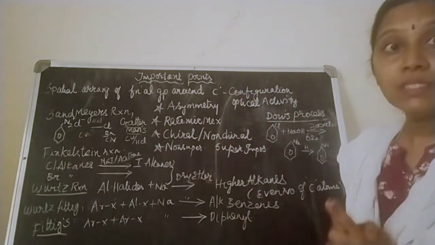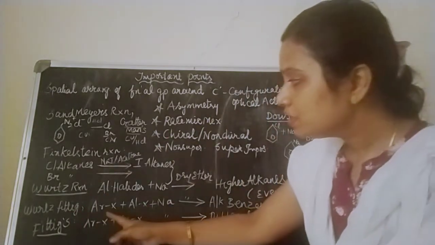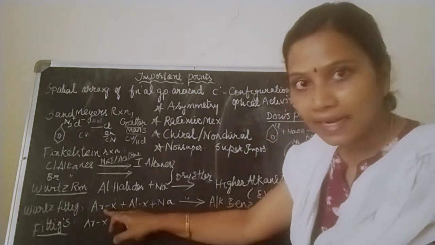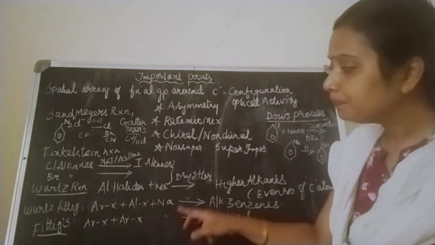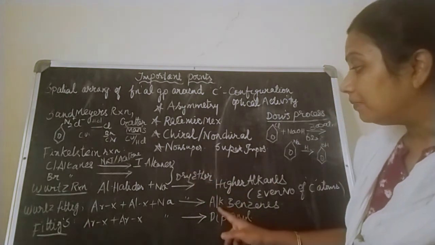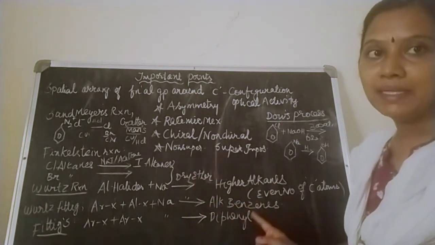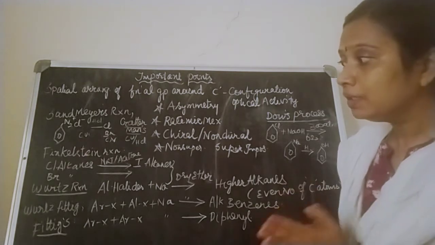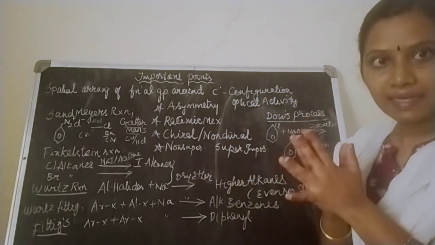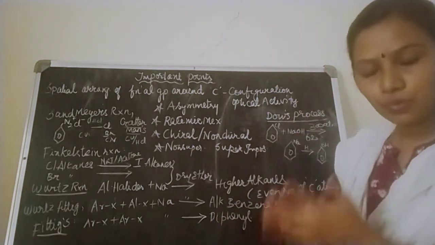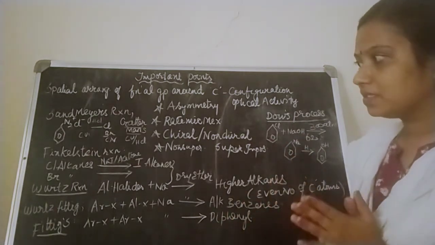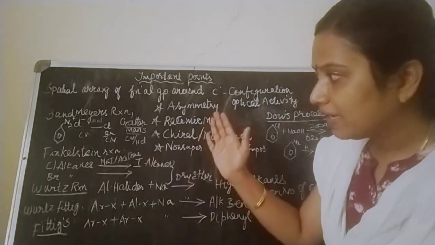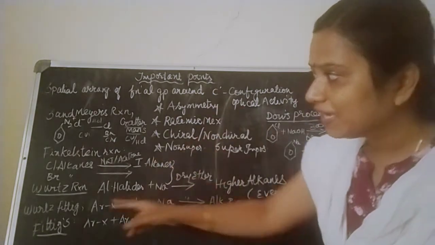In Woods-Fittig reaction, I have aryl halide, I have alkyl halide. In the presence of sodium, in the presence of ether, I will be getting alkyl benzenes. So, in Woods-Fittig, I have alkyl halide, aryl halide, sodium, dry ether, same. I will be getting alkyl benzene derivatives. Done. So, we have seen Wood's reaction, we have seen Woods-Fittig reaction, and what is remaining?